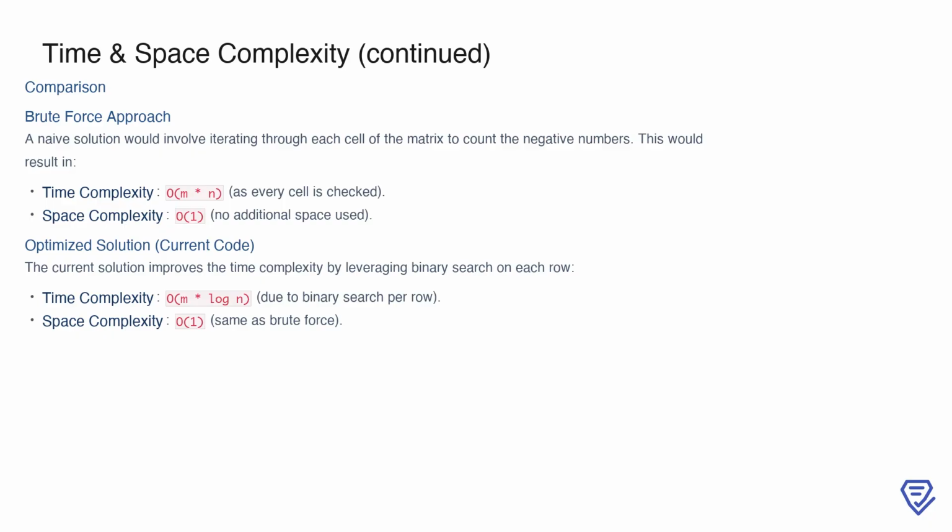In contrast, the optimized solution leverages binary search on each row, which reduces the time complexity to m * log n. Like the brute force method, it also uses no additional space, maintaining an O(1) space complexity. This comparison highlights how binary search drastically reduces the time required to process large matrices while keeping memory usage minimal.